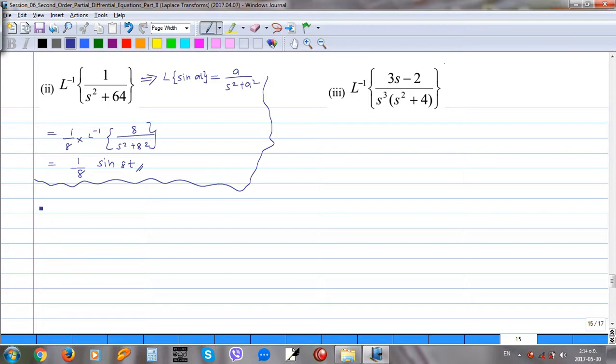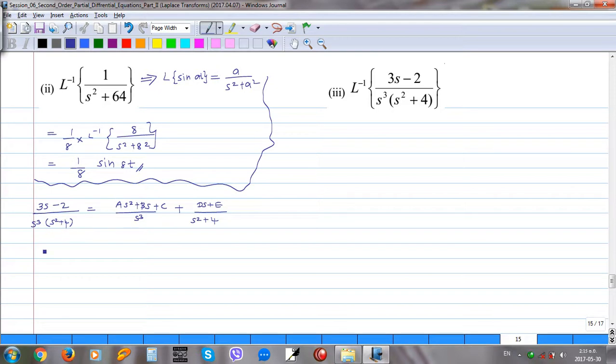So here, first we find the partial fraction of (3s minus 2)/(s cube (s square plus 4)), equals, there we can write, A over s, B over s square, C over s cube, plus (Ds plus E) over s square plus 4, right? Then you can take the common denominator and equate the coefficients.